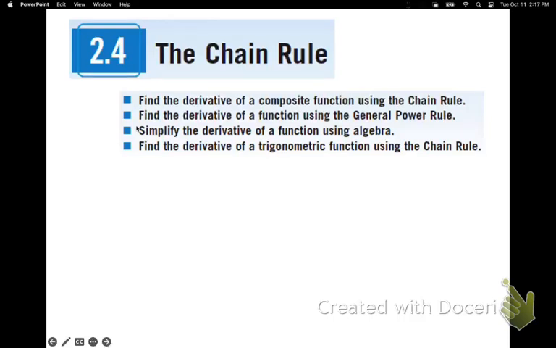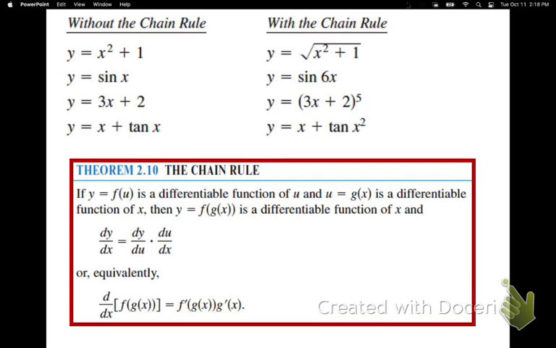Okay, 2-4, the chain rule. So you have the product rule, the quotient rule, and from now on I won't even talk about the constant multiplier rule, all those, because they're just there. You just do them. So you have the chain rule, you have product and quotient. Well, after today, you'll have the chain rule. Okay, so without the chain rule and with the chain rule.